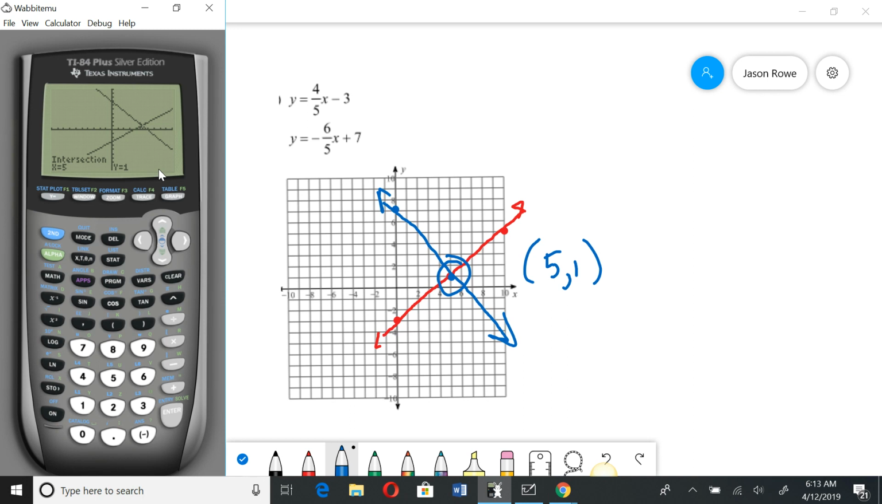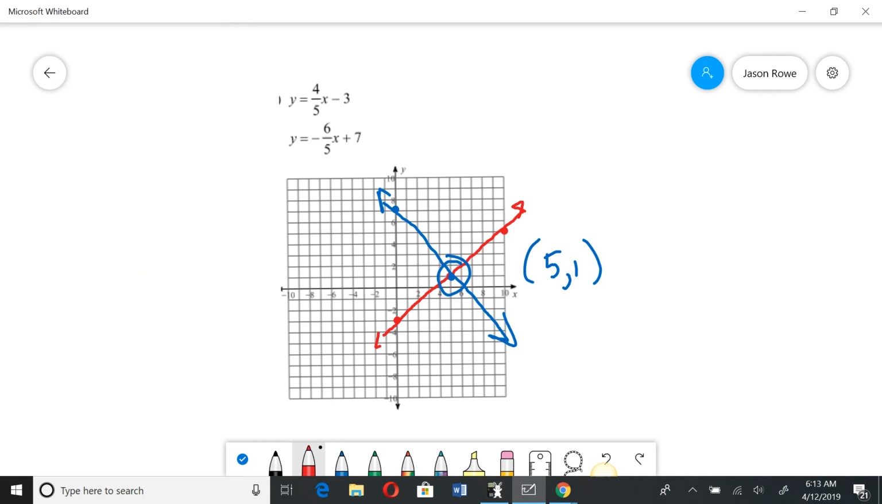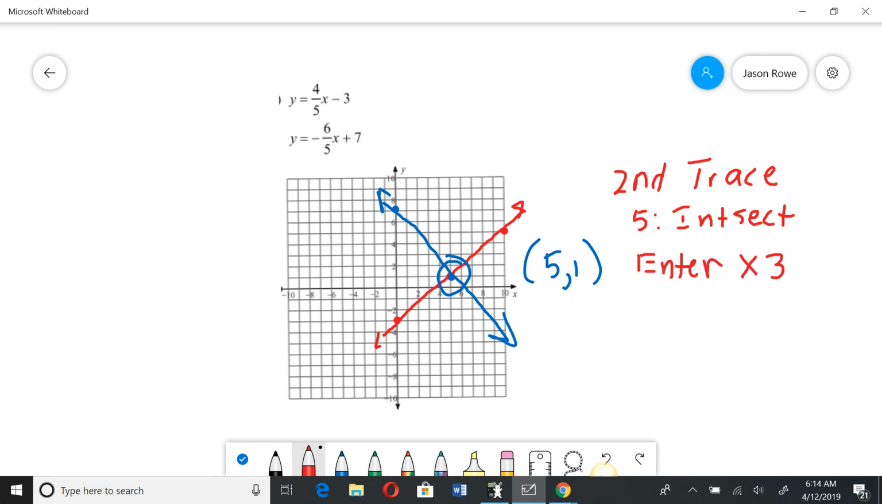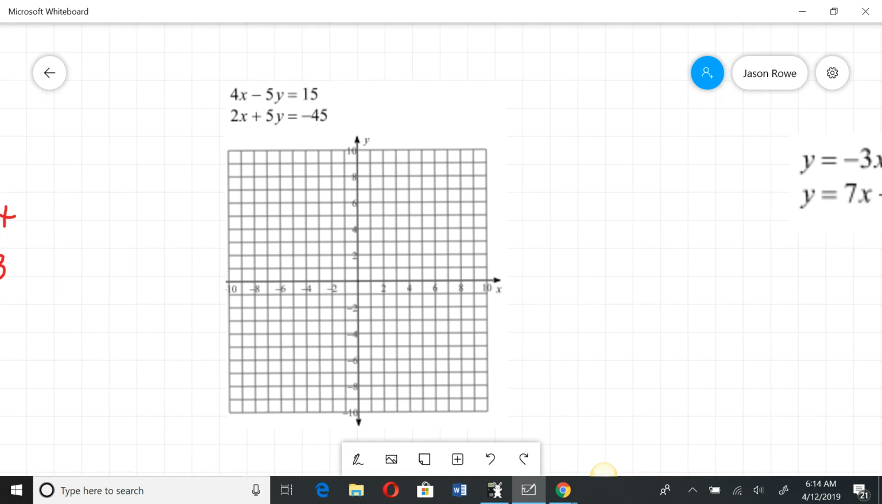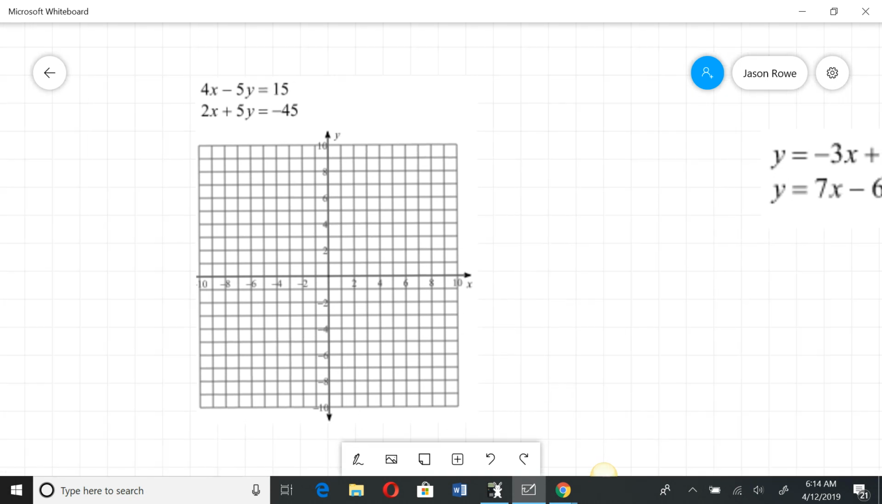So those steps, you're going to hit second, trace. And you're going to choose option 5, which is the intersection. And then you're going to hit enter 3 times. So that's how we're going to do these. Now I'm going to take a little bit less time on the rest of these. Just wanted to walk you through that complete first example here.